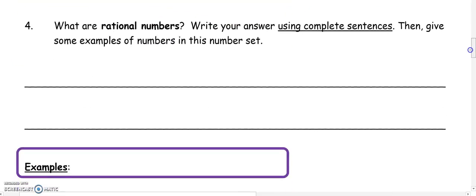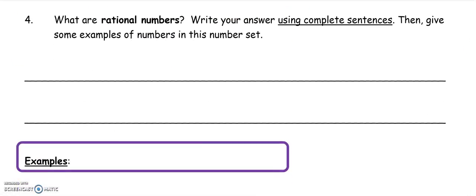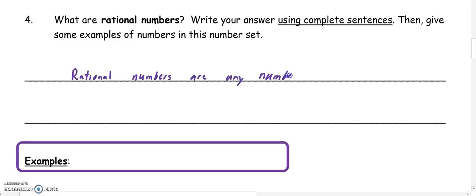The last set of numbers then are our rational numbers. Rational numbers are anything that can be expressed as a fraction. This is going to include every number we've already talked about, as well as decimals, because all of these can be expressed as a fraction. So rational numbers are any number that can be expressed as a fraction. It includes our positive and negatives as well.